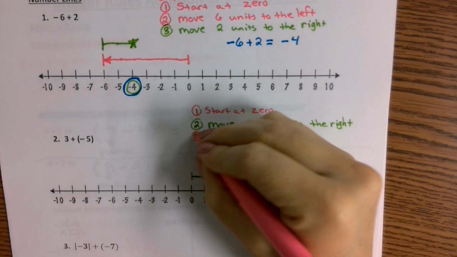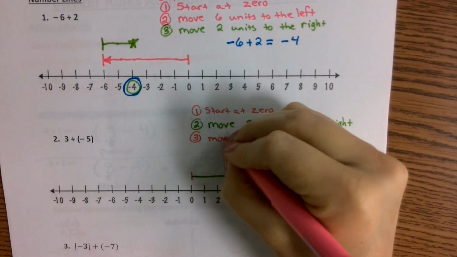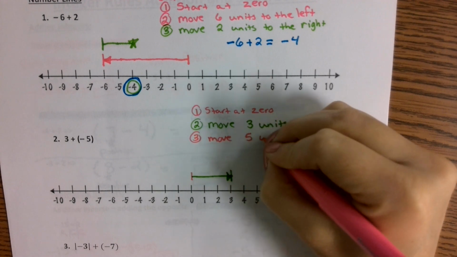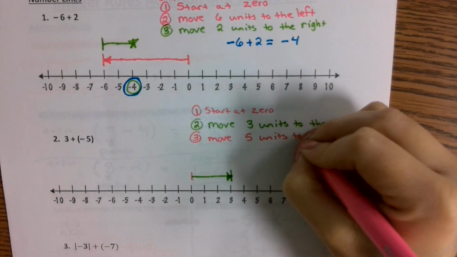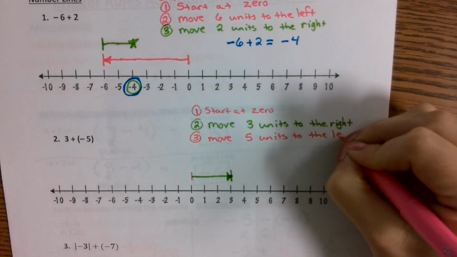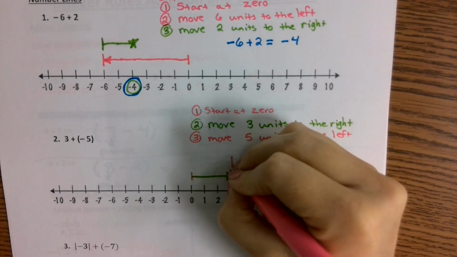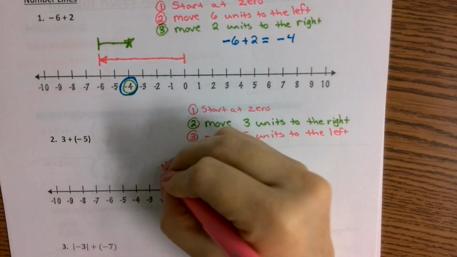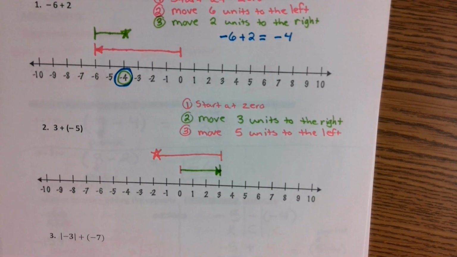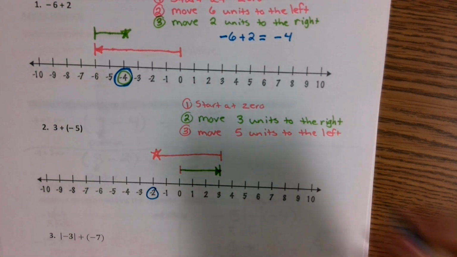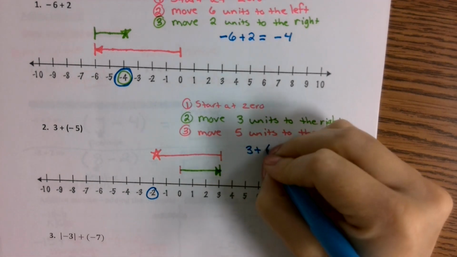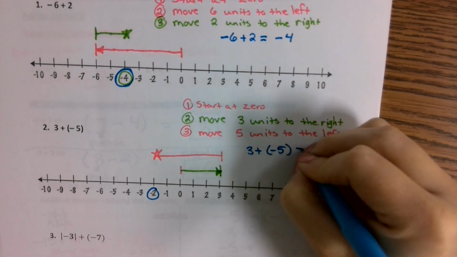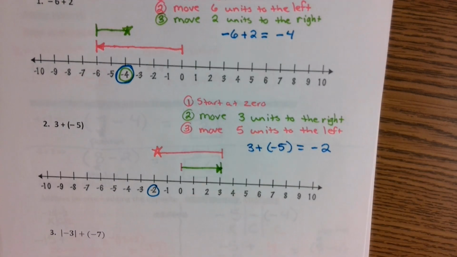And then for our third step, we're now going to go ahead and move 5 units to the left. So from here, we're going to go backwards 1, 2, 3, 4, 5. And that's where we're ending up at. Our answer here is -2. So 3 plus -5 comes out to a -2 for our answer.